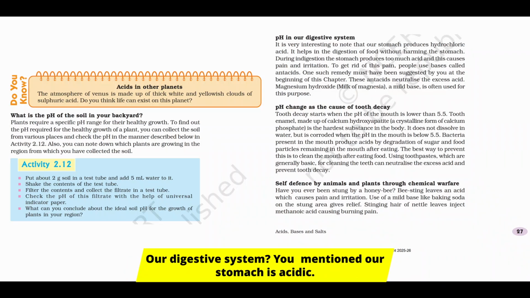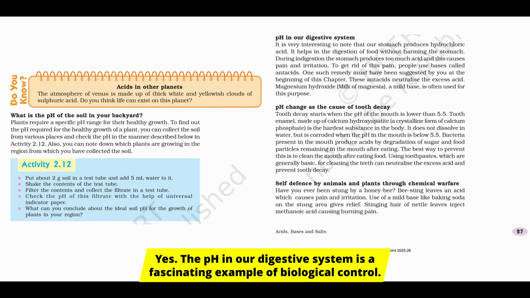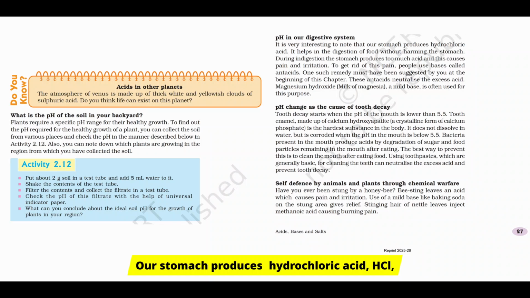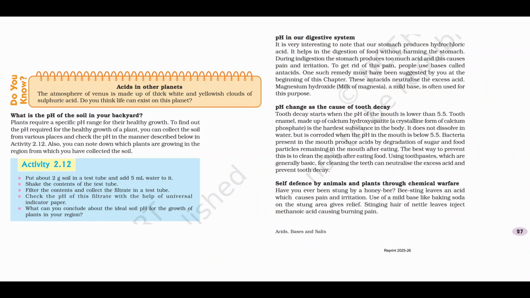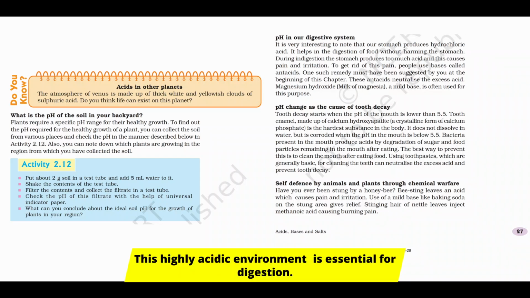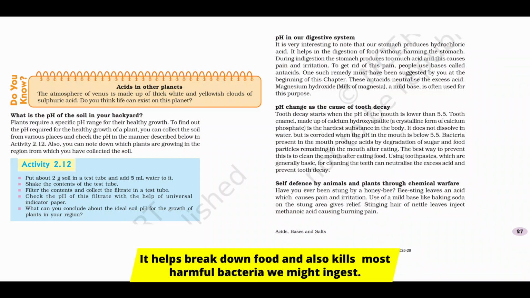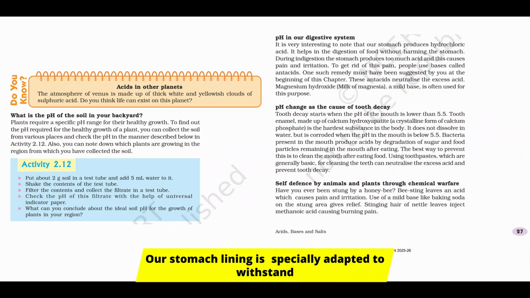What about inside us? Our digestive system? You mentioned our stomach is acidic. Yes, the pH in our digestive system is a fascinating example of biological control. Our stomach produces hydrochloric acid, HCl, with a very low pH, maybe around 1.5 to 3.5. This highly acidic environment is essential for digestion. It helps break down food and also kills most harmful bacteria we might ingest.